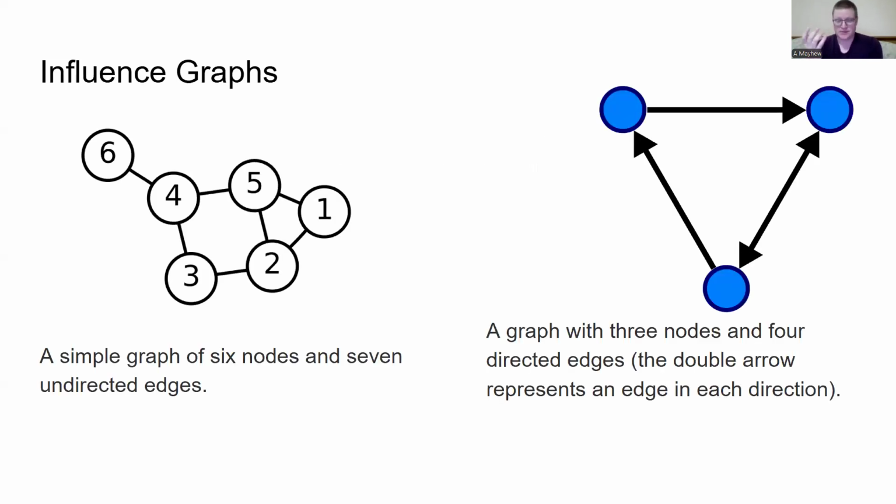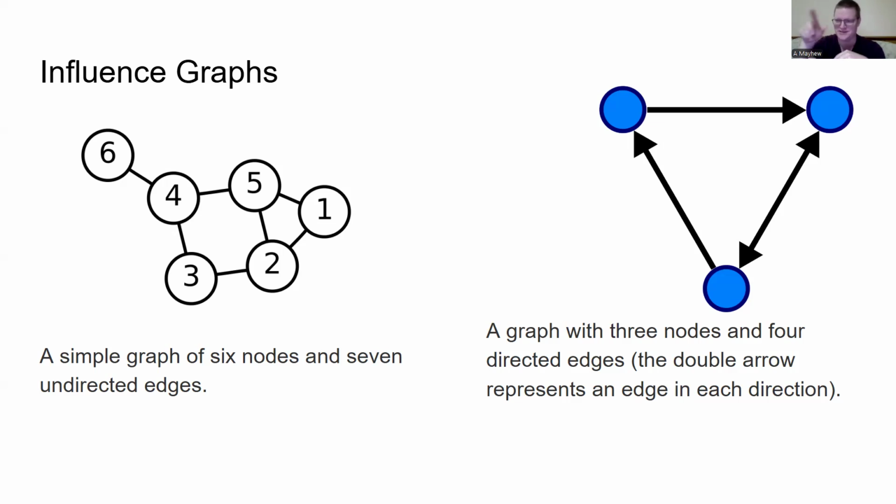So here's two examples of simple graphs. The first one here is a simple graph of 6 nodes and 7 undirected edges. There's no directionality to these edges, the lines between the circles. Those edges are just saying there's some connection. Oftentimes, though, there's some directionality. So the second example here is a graph with 3 nodes and 4 directed edges. The double arrow represents an edge in each direction.